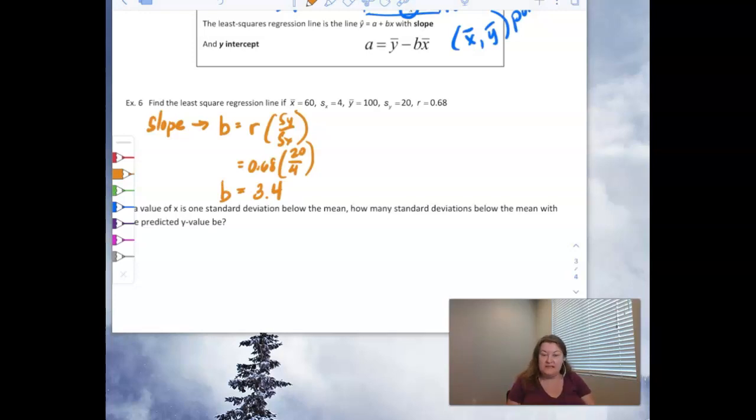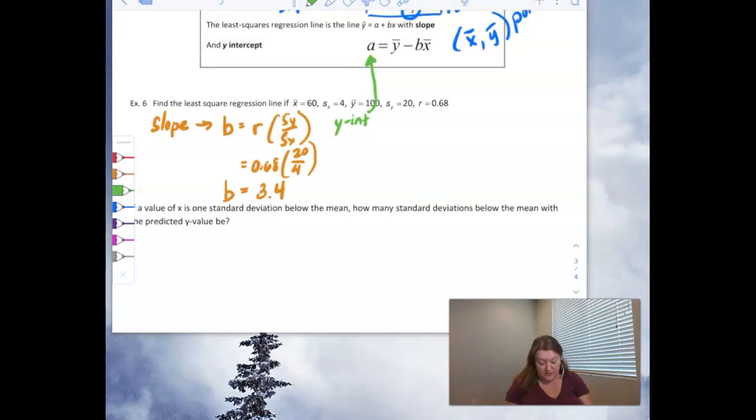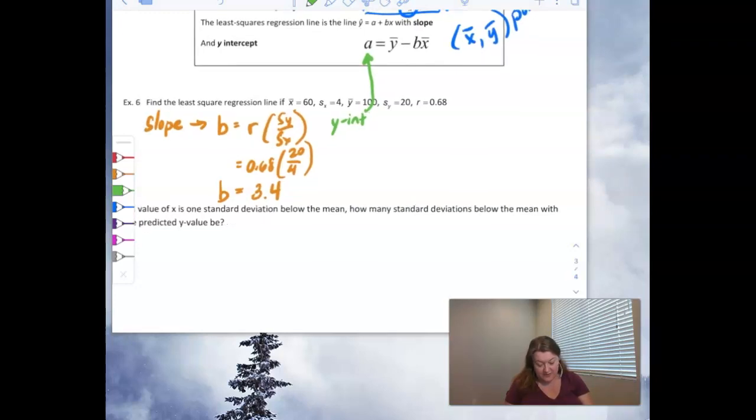My next step is I need to find a, right? So I need to find the y-intercept. I can either use this formula up above, or I could just plug it into what I know is my formula and work backwards. So I'm going to use my y equals equation, and I'm going to do point slope form. I know y must go through the y bar, so y minus 100 equals slope, which is 3.4, and then x minus what I know a point is for x, which is 60.